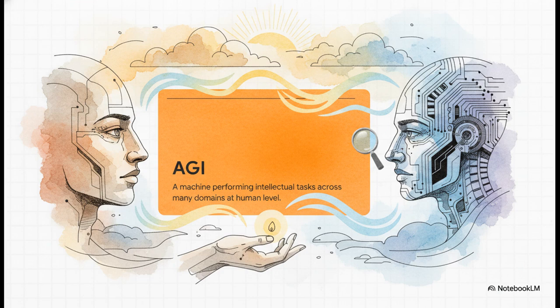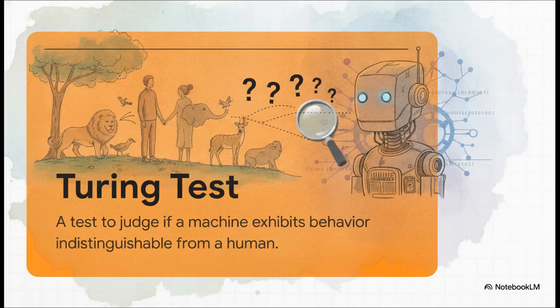To truly wrap our heads around this modern pursuit, we have to define AGI, or artificial general intelligence. Think of this as the holy grail of tech. It's the idea of a machine that can perform intellectual tasks across many different domains at a human level. Basically, AGI is mankind's ultimate attempt to build something in its own image. Just as God created man to reflect his image, man is now desperately attempting to create machines that perfectly reflect ours. But how do we actually know if we've succeeded?